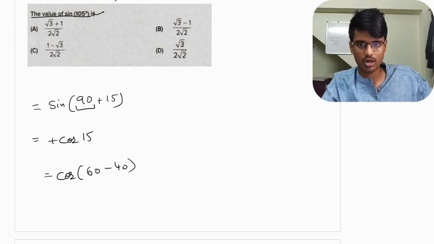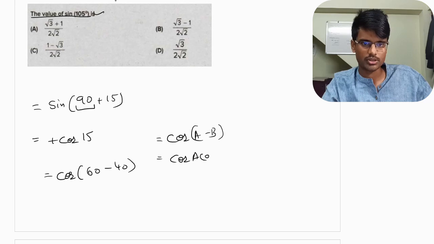Now we can apply the formula for cos of a minus b, which is nothing but cos a cos b plus sin a sin b. Right.